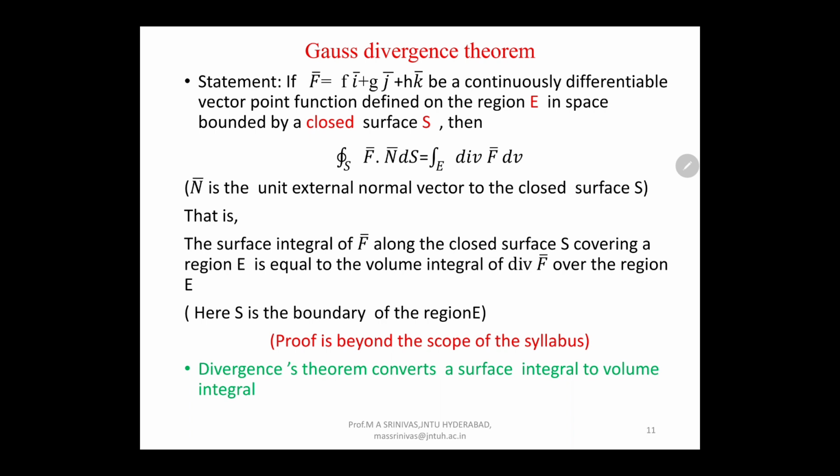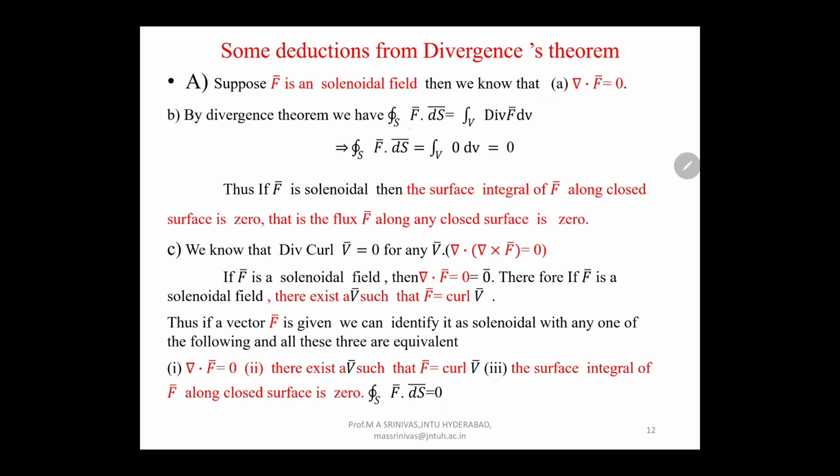I think in the previous unit 4, you learned what a solenoidal vector is. A vector is said to be solenoidal if its divergence becomes 0. That you already know. So if you are given a vector point function, you know how to identify it as a solenoidal vector by finding its divergence. If you find the divergence and get 0, then it is solenoidal, otherwise not. There are other means also to identify it as a solenoidal vector, which you will understand from this divergence theorem.